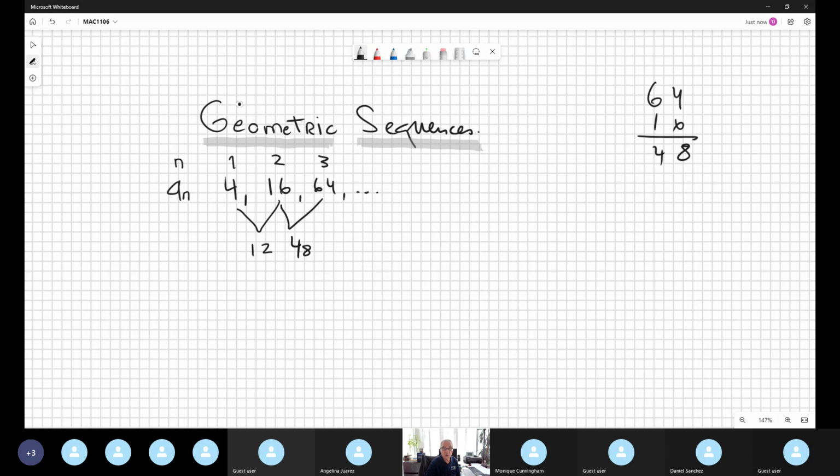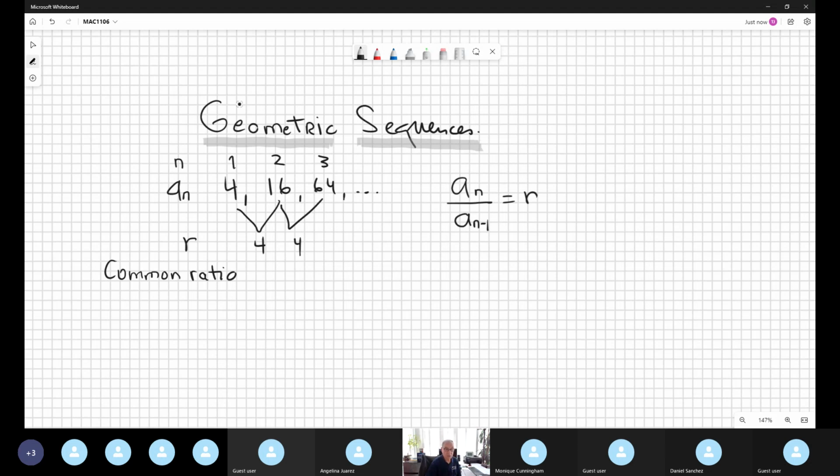Okay, but let's change the operation. No subtraction anymore. Division. You divide 16 divided by 4, it's 4. And you divide 64 divided by 16, it's 4. So now the thing in common is not the difference, it's the division. And this is called r, the common ratio, because the word ratio somehow indicates division. So basically you divide any term by the previous one, and the answer is always the same.